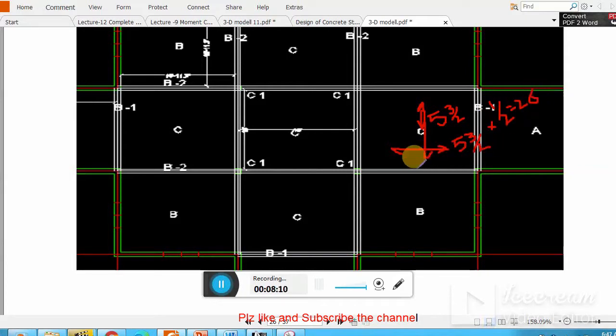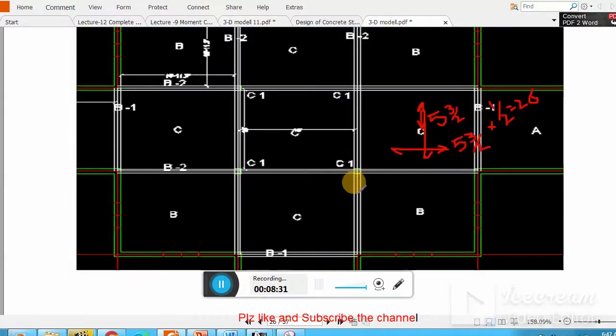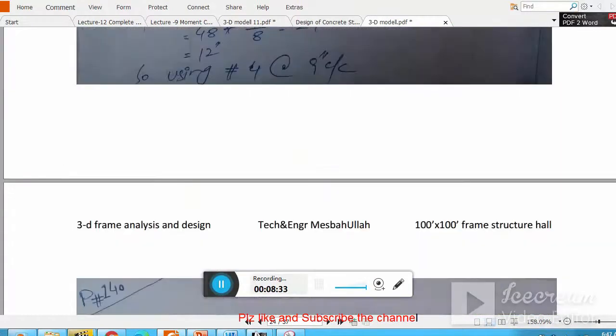Clear? Because if you divide 53 by 2, it will give you the load transfer in one direction, and when the load is in one direction, it is further distributed in this direction as well as in this direction. That is why we have to further divide 53 divided by 2 by 2. Remember, this is an important point. Okay, so let me show you the rest of the calculation.